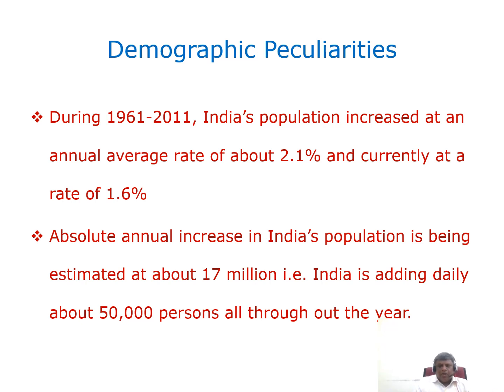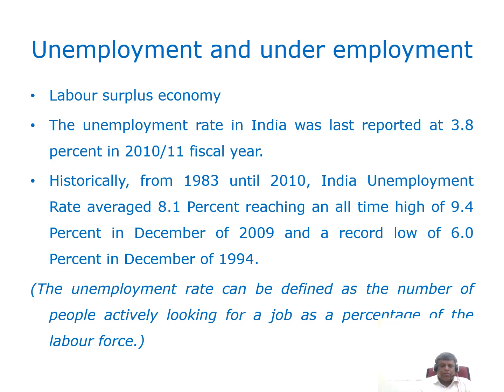Even now, 1 in 3 girls is missing globally due to sex selection, both pre and post birth, from India. The absolute annual increase in India's population is estimated at about 17 million. That is, India is adding about 50,000 persons daily.